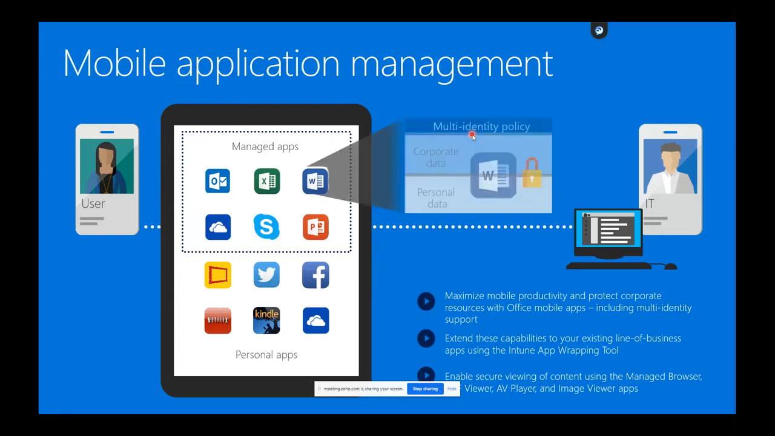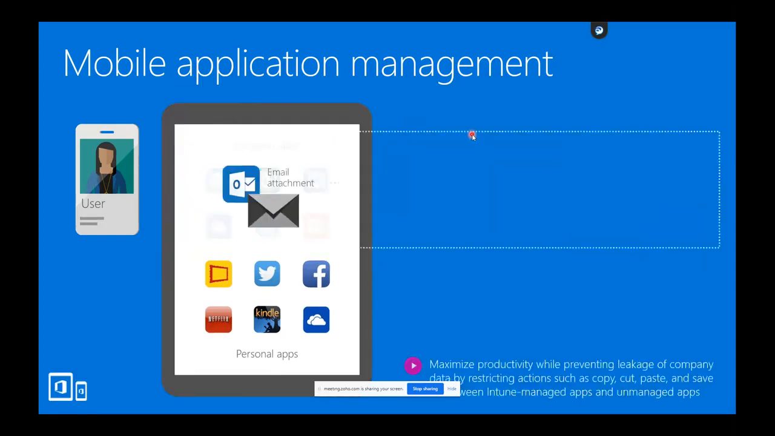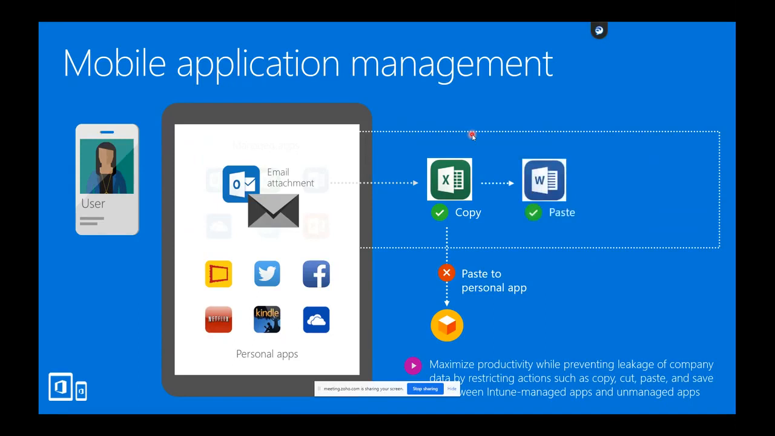So for example, you receive an email with an Excel sheet. You could copy from this Excel sheet and try to paste it into a personal application, which is going to be denied. But if you try to paste the content from the Excel sheet into a Word application or a Word file, which is again a managed application, it will allow the copy paste. If you tried to save the new file to your personal OneDrive, you were blocked again. You tried saving it to your corporate OneDrive, you were allowed.